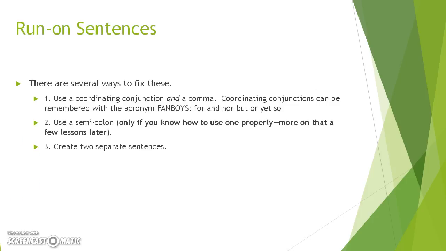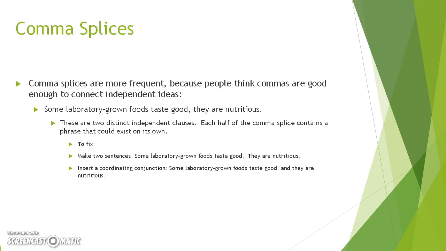So there's a couple ways to fix these. One is to use a coordinating conjunction and a comma. Coordinating conjunctions can be remembered by using the acronym FANBOYS, because there's 7 coordinating conjunctions. Those are for, and, nor, but, or, yet, so. You could also use a semicolon, but only if you know how to use one properly. There is a later lesson that will be all about semicolon use. Or, the easiest way to fix these is to just make 2 different sentences. Comma splices are the more frequent, because people think commas are good enough to connect independent ideas.